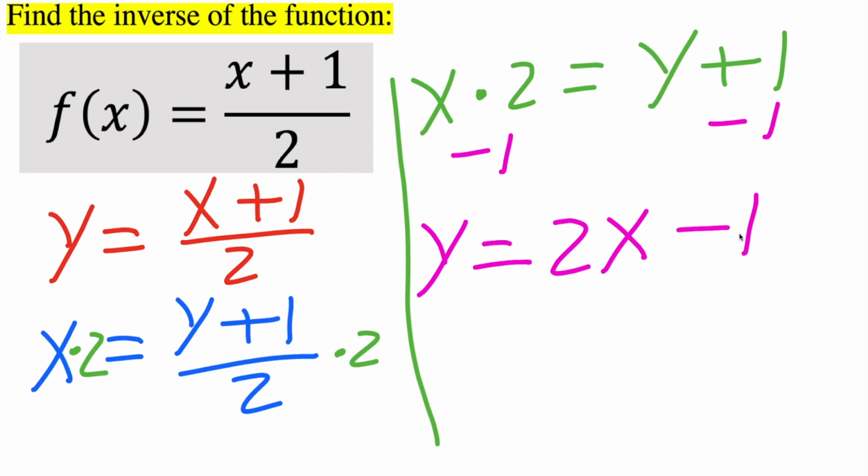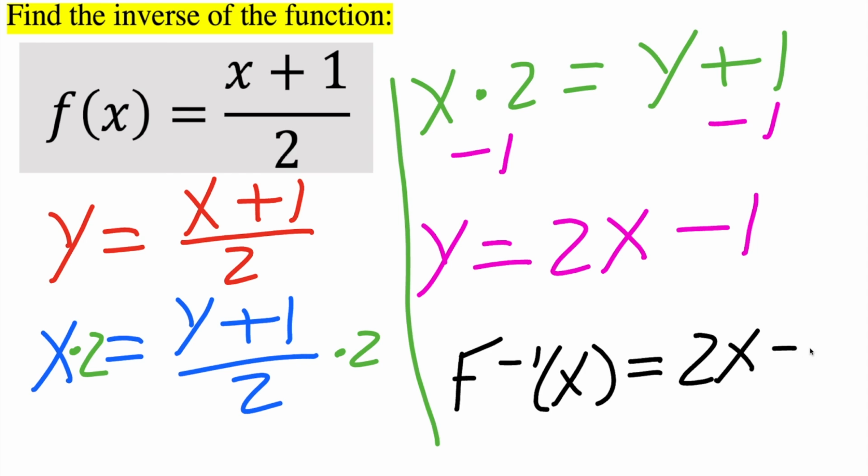And our very last step says replace y with the inverse symbol. So we can say f raised to negative 1 parentheses x close parentheses is equal to 2x minus 1. And this right here is our final answer.